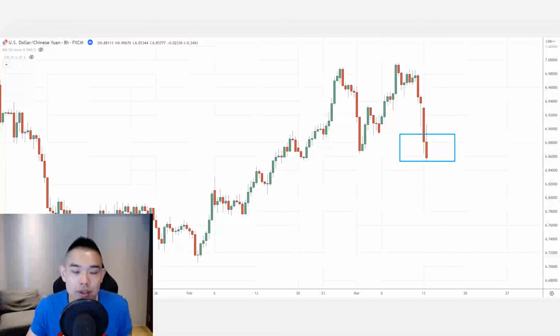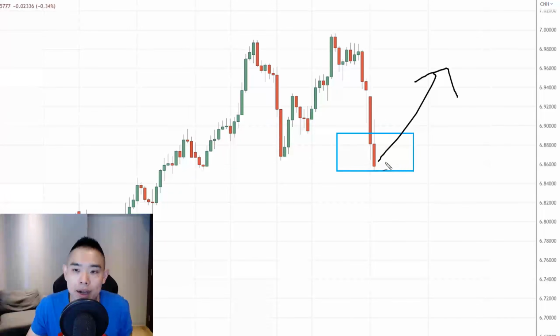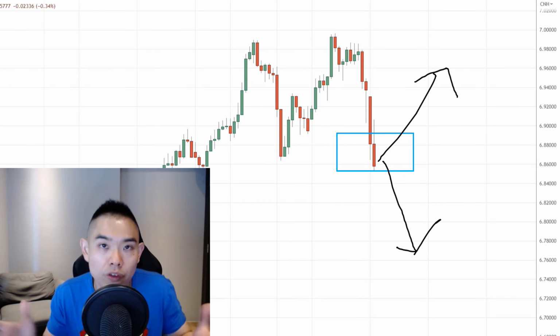What about this one? So notice how the price comes into support. Do you think it's going to reverse up higher or will the price break down lower? Let me give you 10 seconds. 3, 4, 5, 6, 7, 8, 9, 10.